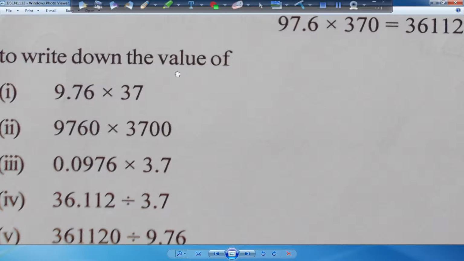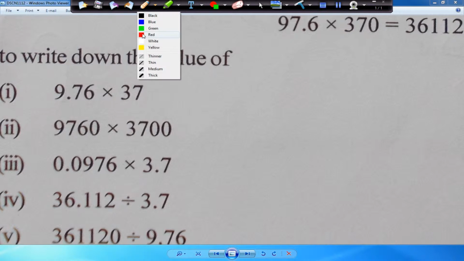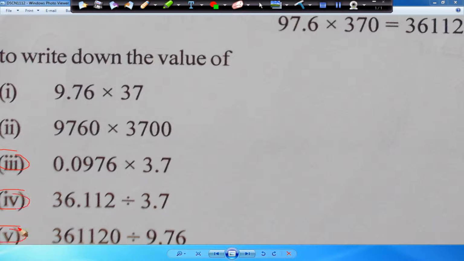Okay, here we go. Now, which questions are circled from here? The third one? The third one, and this one? And this one, yeah? Okay, let's have a look at this one here now.